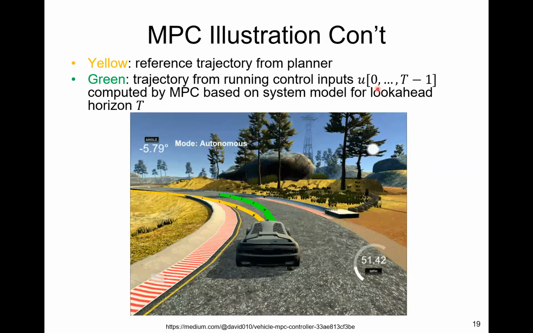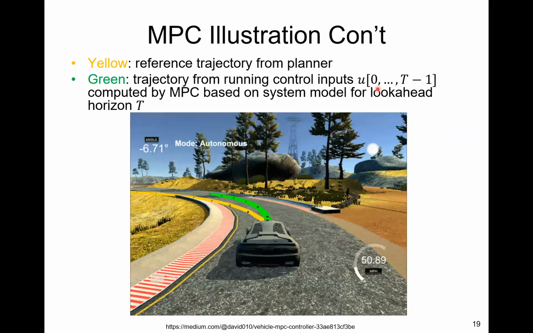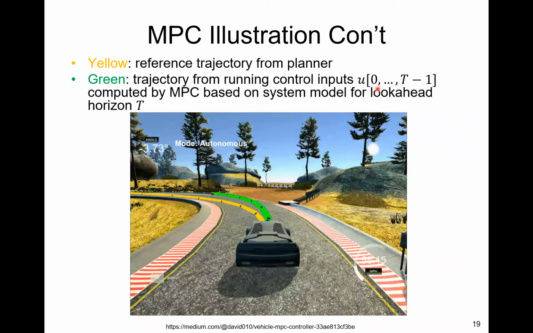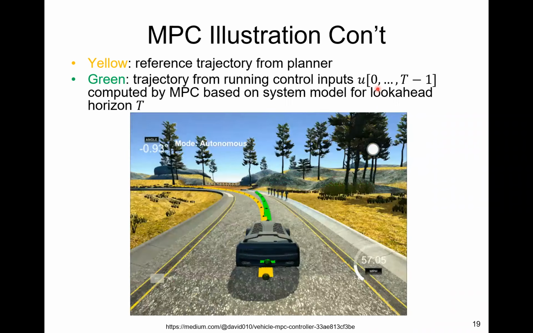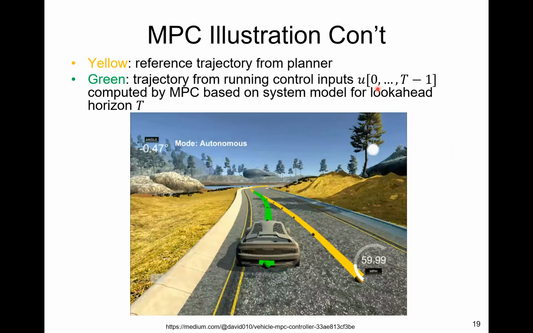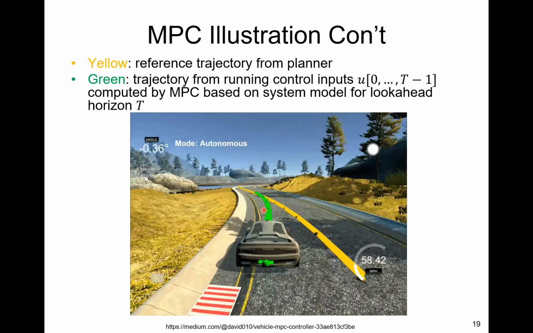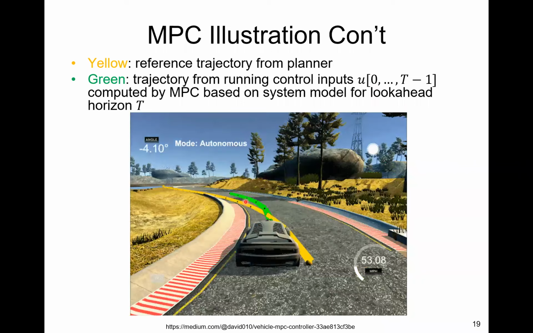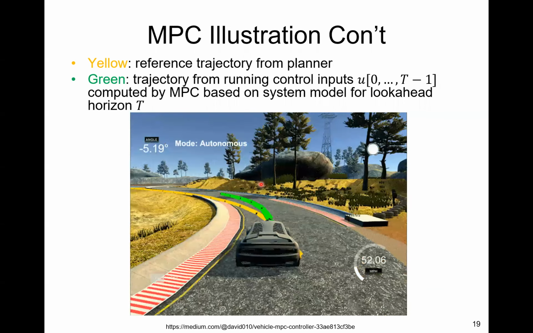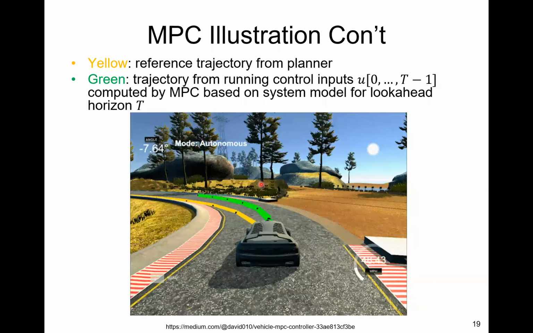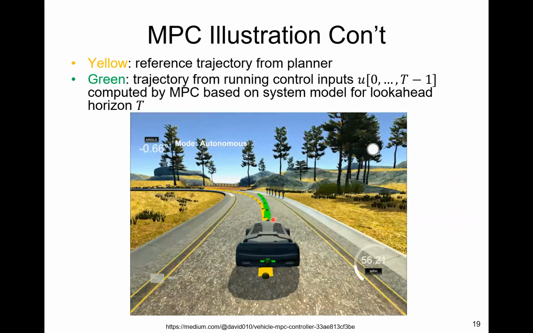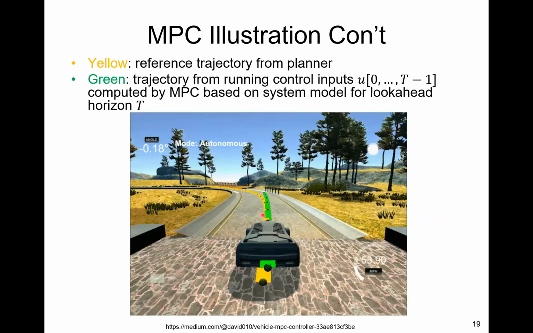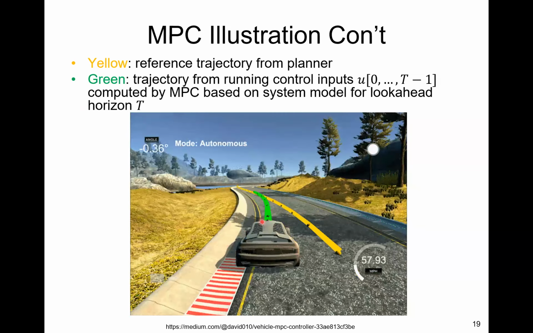inputs U in the future time horizon big T, computed by MPC based on the system model for the look-ahead horizon T. So you can see that it tries to track the blue trajectory, but it can't, based on the dynamics. At every time step, you apply the first control input, and at the next time step, you replan.